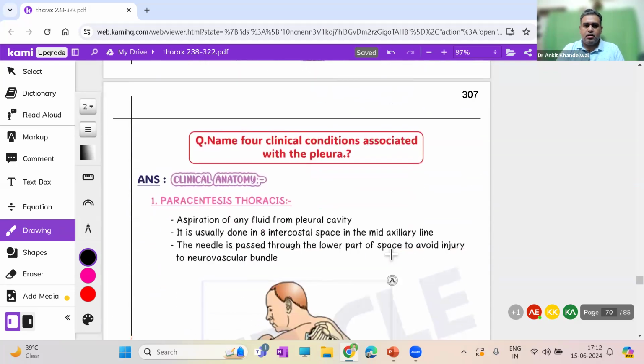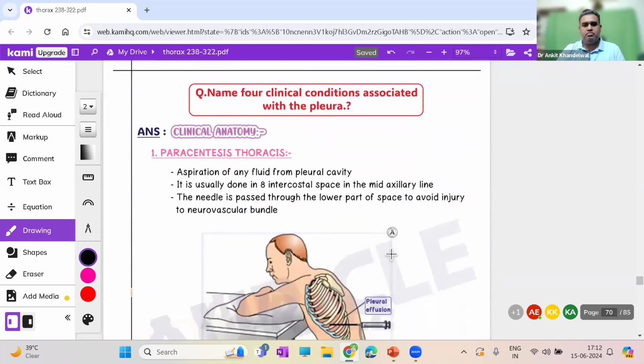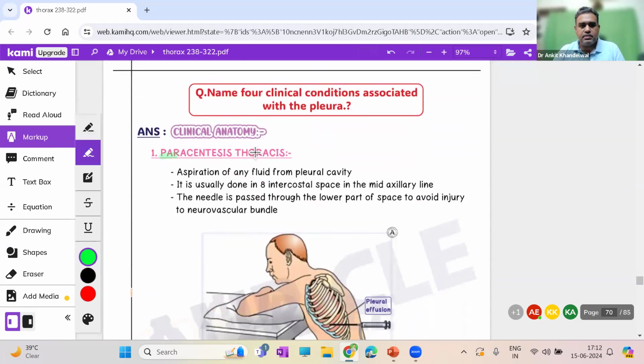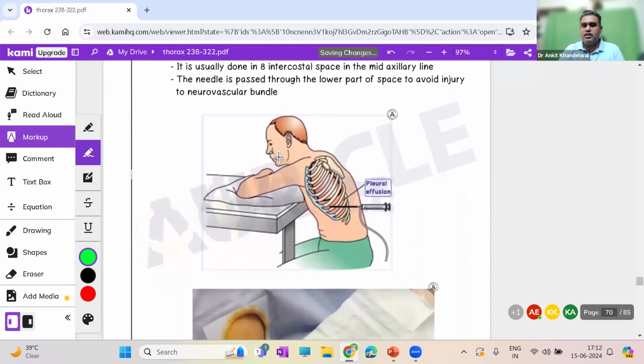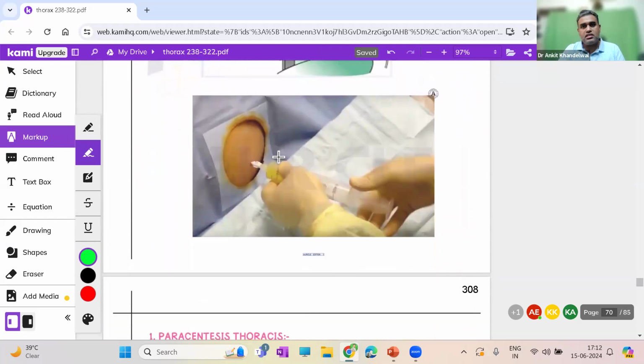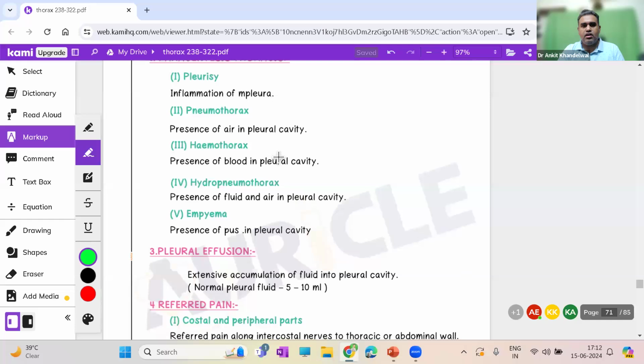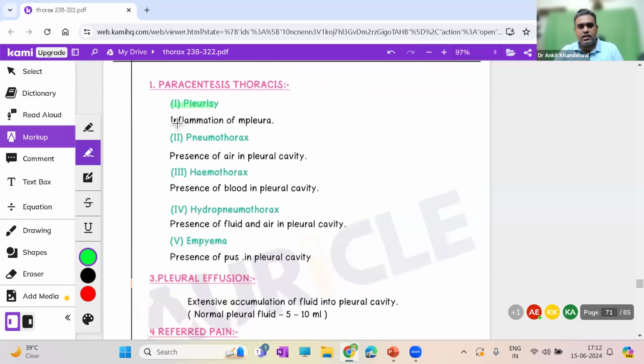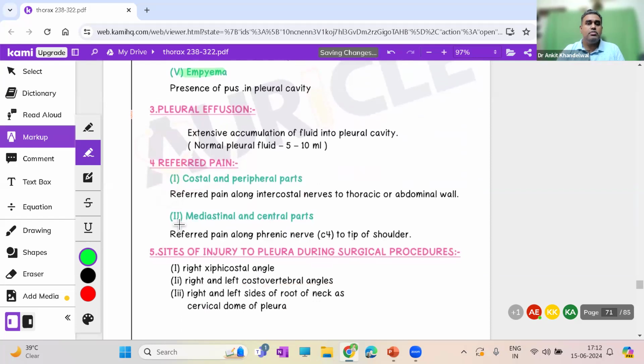Okay, now the clinical conditions. These are the clinical conditions: thoracentesis. As we discussed already, it is so important. You see the needle going down, draining the pleural effusion. They told us to go to the TB chest ward once, and you'll understand. All these conditions over here: pleurisy, inflammation; pneumothorax, air is filling; hemothorax, blood is filling; empyema, pus is filling the pleural cavity; pleural effusion is there. There can be referred pains as well.